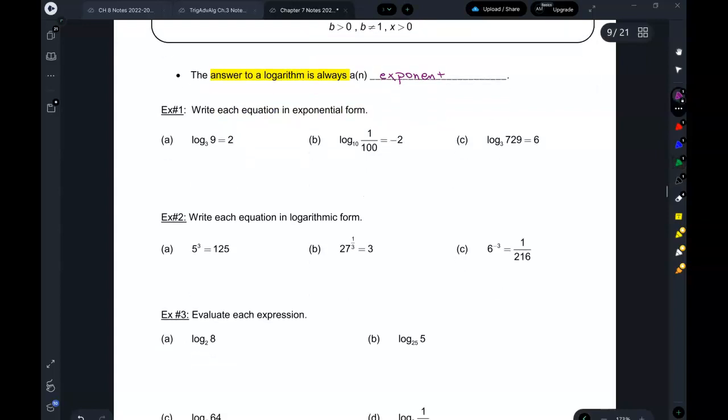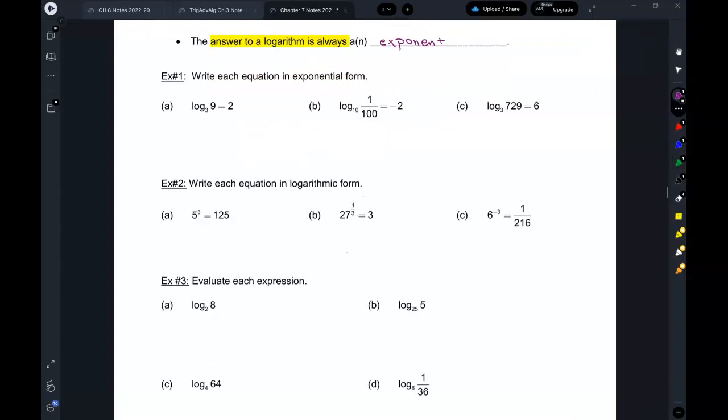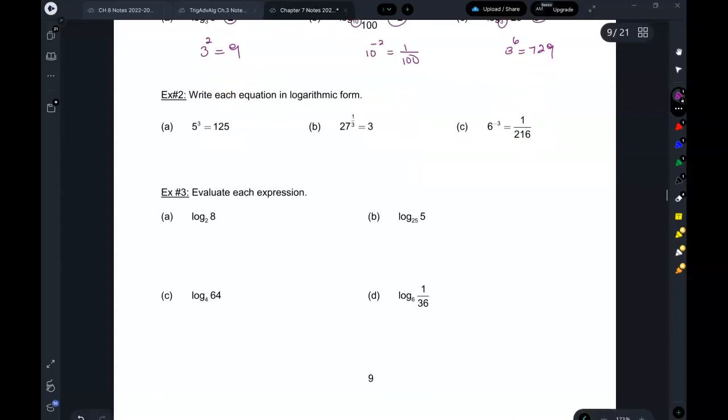What is a logarithm? An exponent. Okay, good. So take a look here. We're just going to rewrite these in exponential form. So this is a logarithm. The answer to a logarithm is always an exponent. Every exponent needs a base. What's the base here? 3 to the power of 2 equals 9. That's it. We just rewrote that logarithm. Okay, here. Exponent, base. 10 to the negative 2 equals 1 over 100. Here, exponent, base. 3 to the 6 is 729. Okay? All right. Next one.